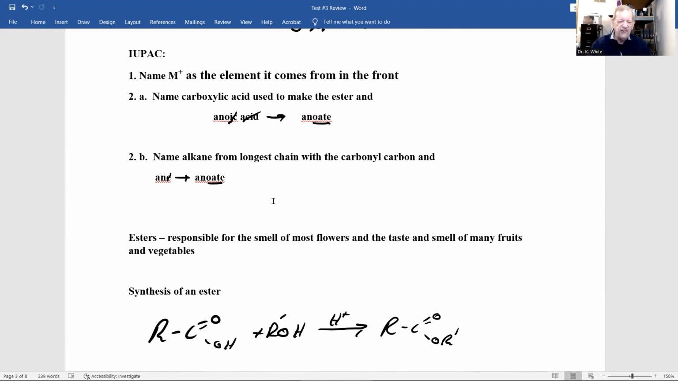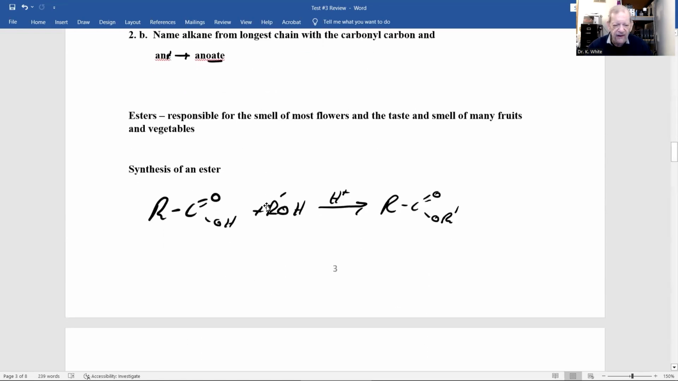But remember, esters are responsible for the smell of most flowers. Next time you smell a rose, you're smelling esters, a very complex mixture of esters. And esters are responsible for the taste and smell of many fruits and vegetables. Yes, it is. And if you like bananas, I don't, but it's still an interesting smell. You're smelling and tasting an ester.